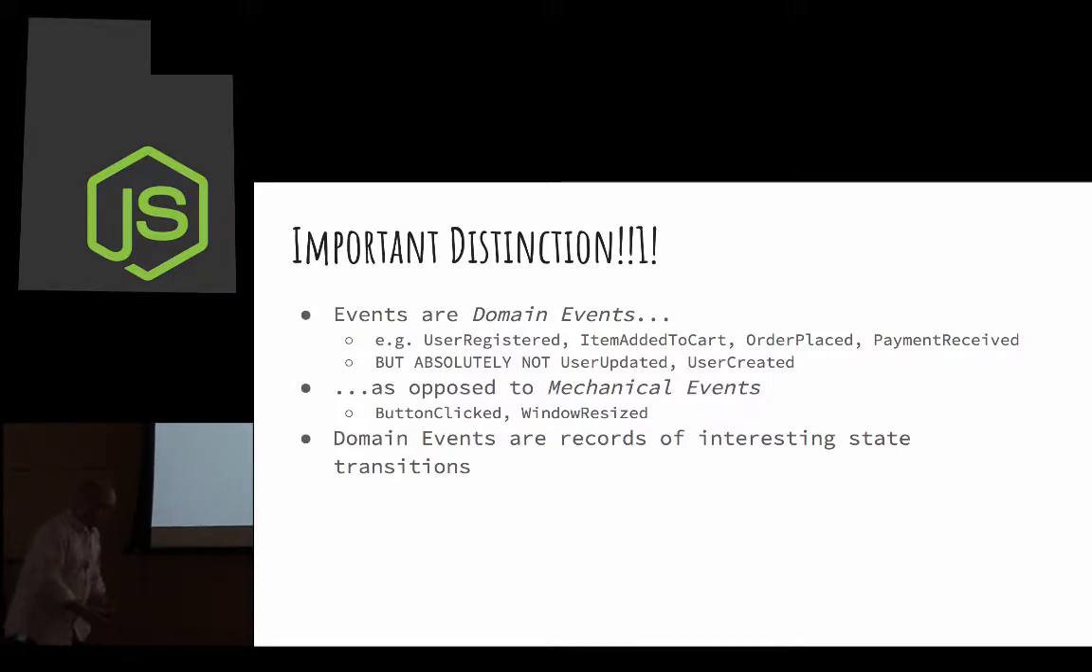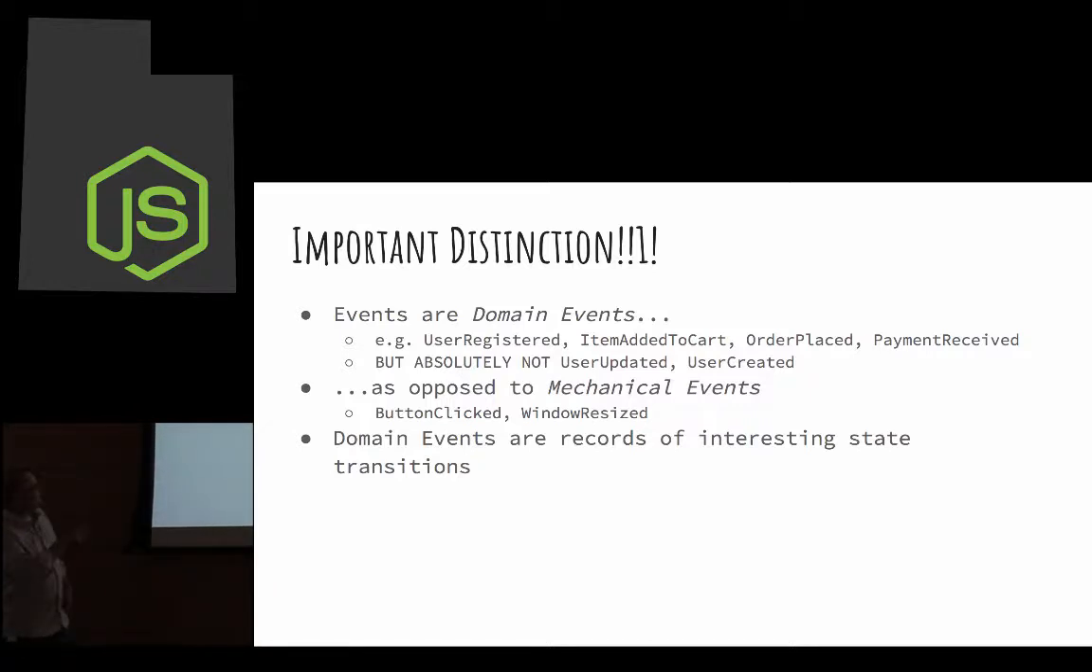And now one important distinction. When I talk about events, especially with a group of Node people, I have to be clear what we mean here. I'm talking about domain events, which are interesting things that occur in your system's domain. So if you're e-commerce, you might care about user registered, item added to cart, order placed, payment received. Absolutely not user updated, user created. The CRUD verbs have no place in domain events. Those are database operations. They're not domain operations.